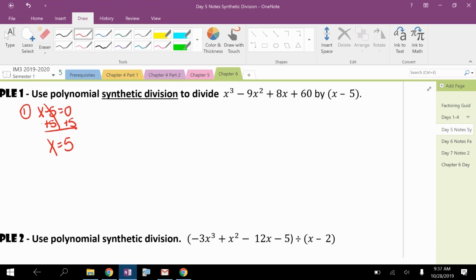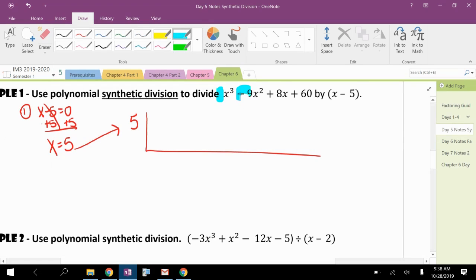Okay, so this number is going to be written out in what we call synthetic division. We have like this little L thing. Again, it looks weird at first, and it's strange at first, but I promise you, after a couple times, you're like, okay, this is really easy. We write that 5 on the outside. We write whatever that 0 is. Now, what you write on the top here are the numbers that are in front of your variables. So, for example, you would write 1, -9, 8, and 60. Do not write the letters. So 1, -9, 8, and 60.